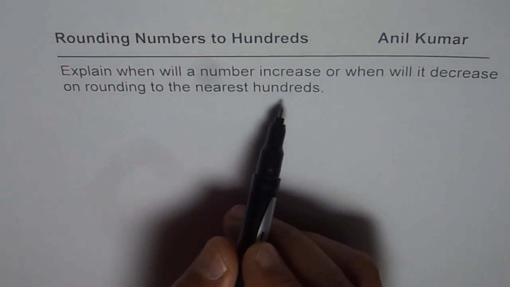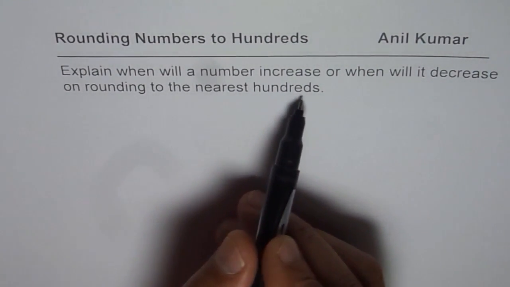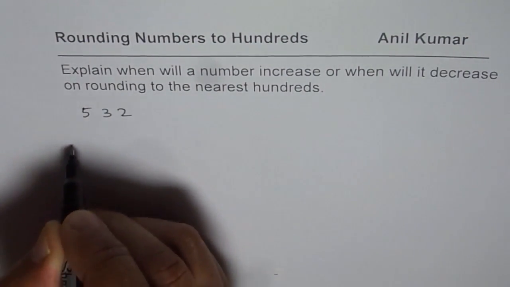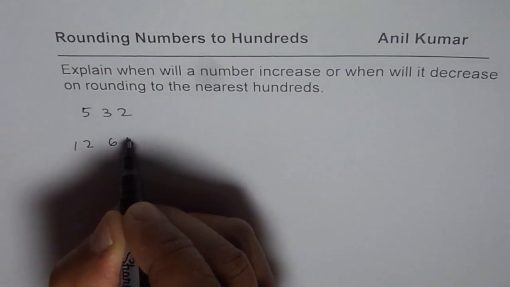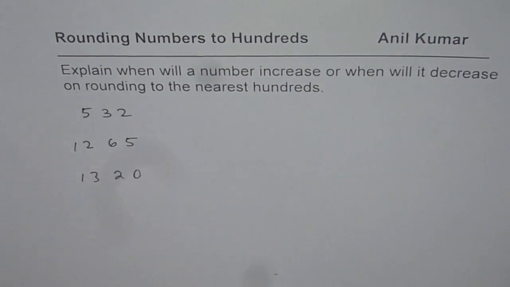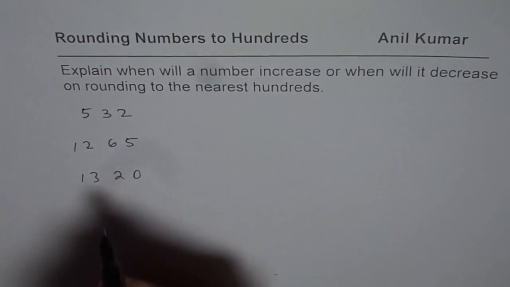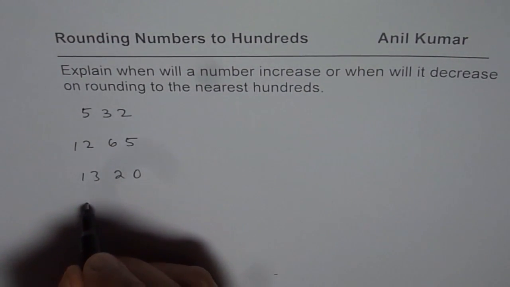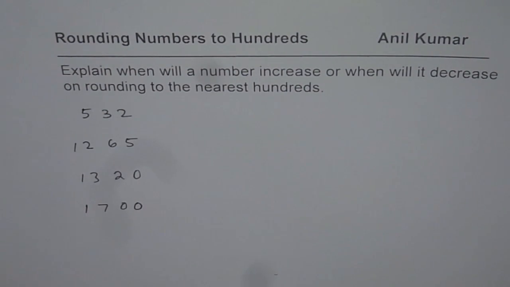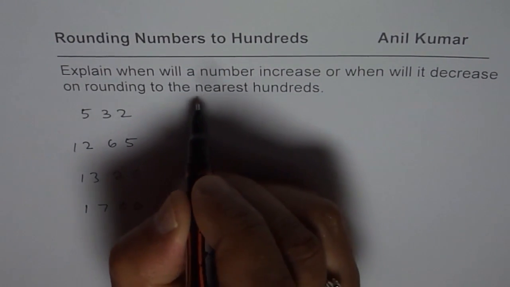We are saying that numbers increase or decrease when we round to nearest 100. Let's take few examples. 532, 12, 65, 13, 20. Okay, these are few numbers. Let me add few more. Let's say 1700. Okay, let's see what happens when we round these numbers to nearest 100.